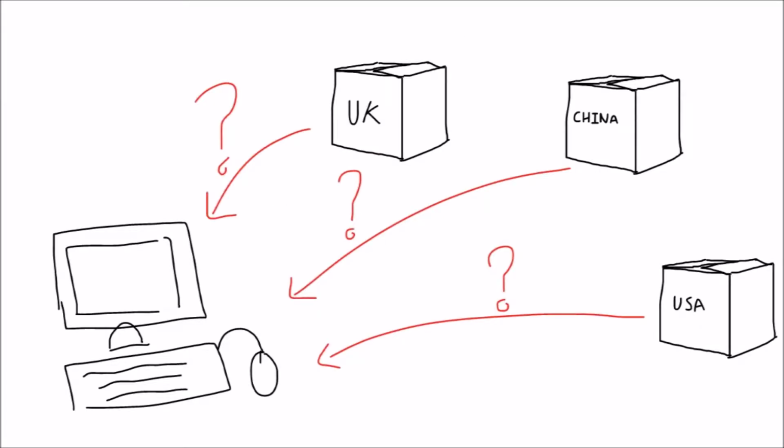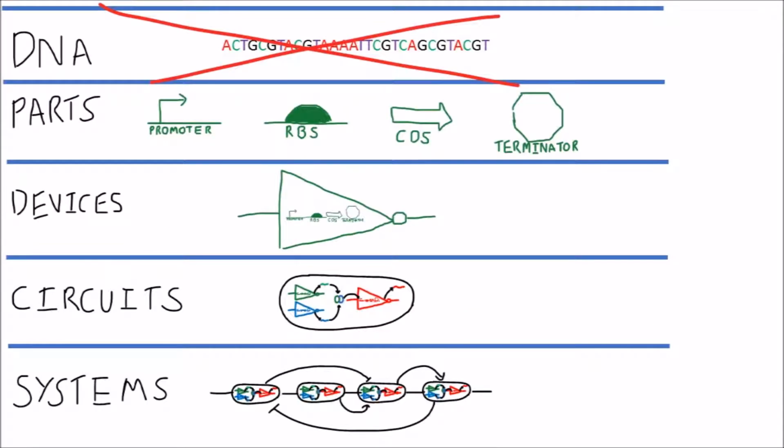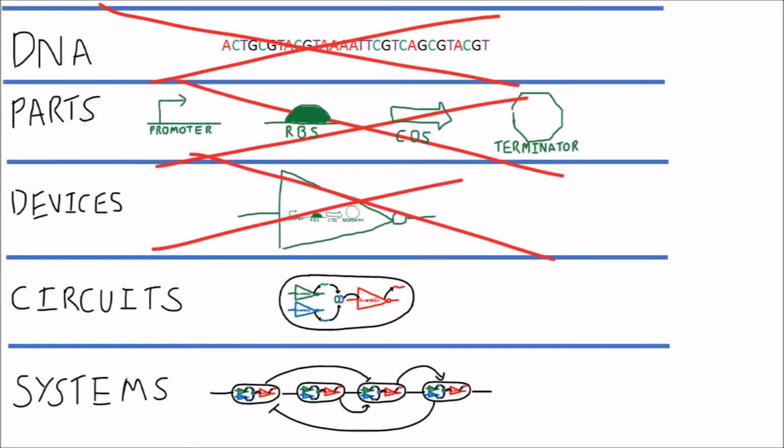Combining abstraction and standardization brings huge engineering efficiency. You don't have to know the details of how each part works. You just need to know how to fit them together and have the confidence that they will fit together. In biological terms, you don't need to know about the DNA, or even the parts, or devices, or even the circuits. You just need to know how to fit the systems to create the final package that you want.